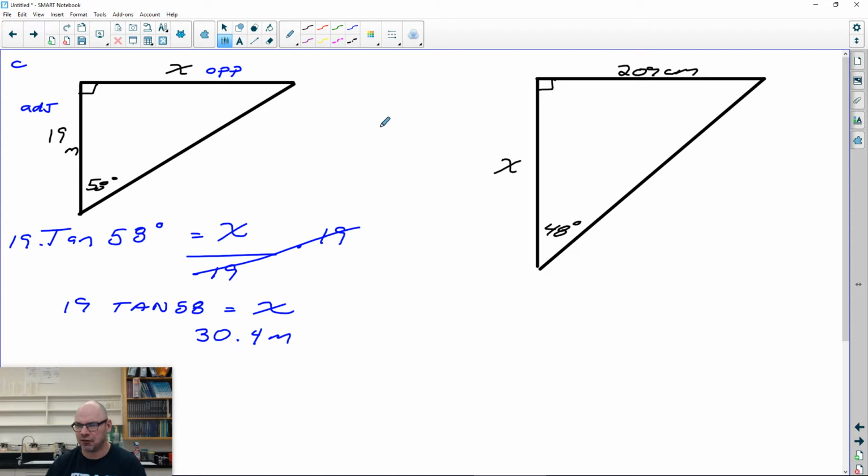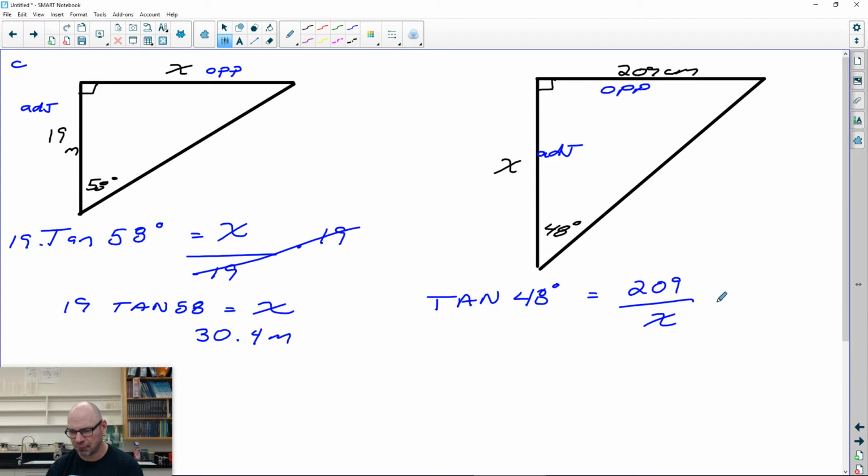Okay, our next one. We've got this one here, and our x is over here, and here is our 209 centimeters. So this is our opposite side, and this is our adjacent side. Now that we've recognized those two, we write tan 48 is going to equal our opposite side, 209, over our adjacent side, x.